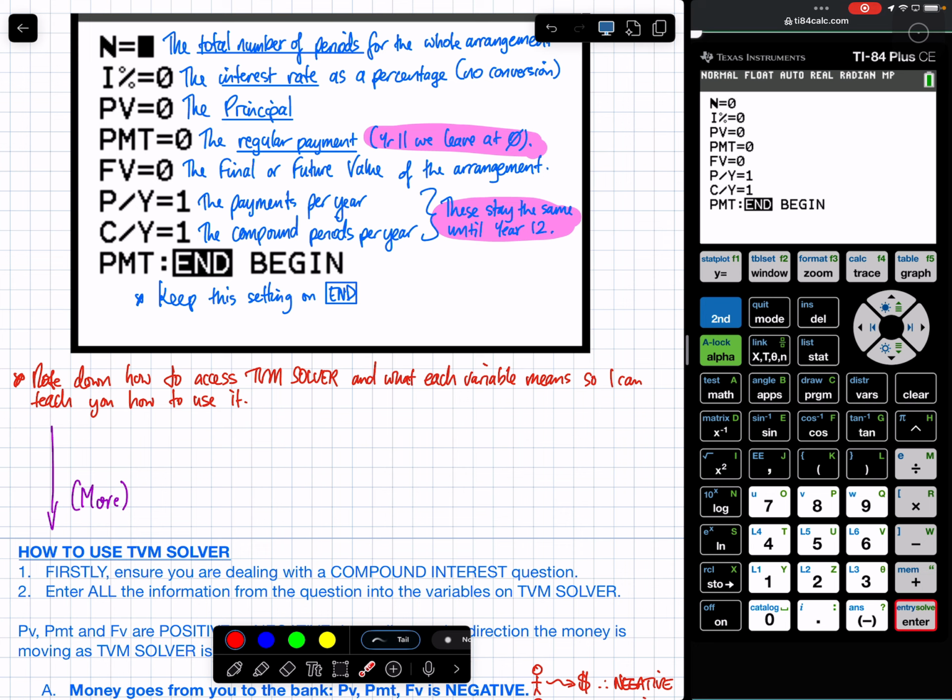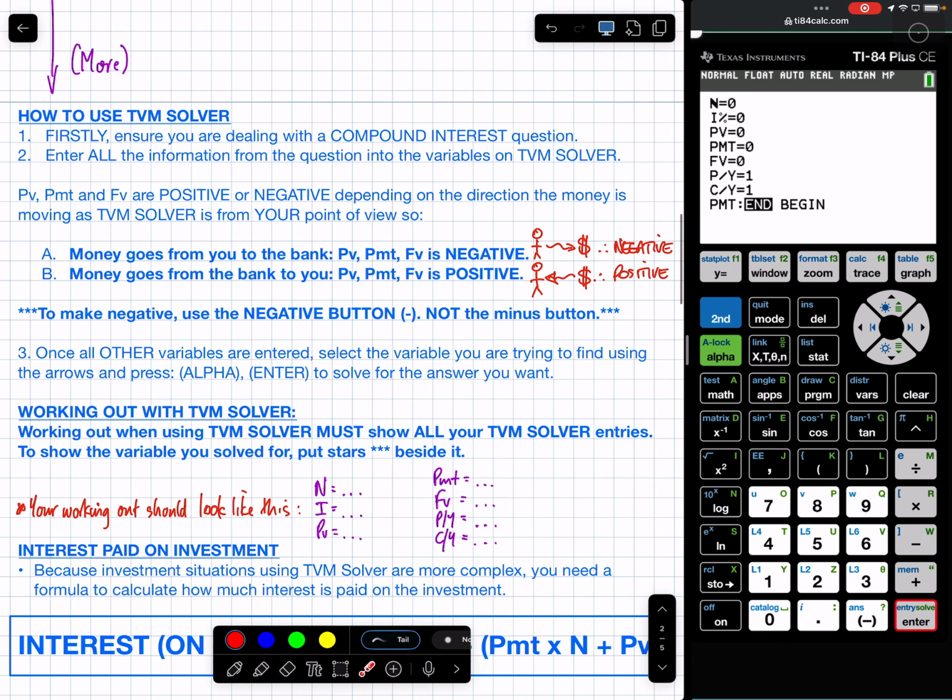All right, the next notes is just about how do I go about using TVM Solver. All of this applies up until year 12. This is the expectation. How do you use TVM Solver? Firstly, you need to make sure it's compound interest. This doesn't work for simple interest. If the question says simple interest, you are using SI is equal to PRT.